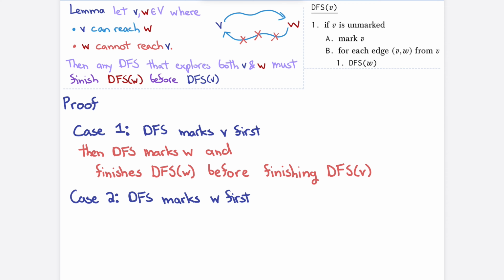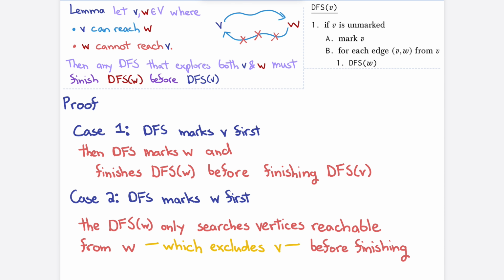Okay. All right. The next one, what if it marks W first? Then here, since we know DFSW only searches the vertices reachable from W, which excludes V by hypothesis, it'll finish DFSW before it ever gets to V. Okay, nothing too simple. If we had struggled more as a class, then I would make a big deal about breaking into cases. But you got it right away. So, all right, simple enough.